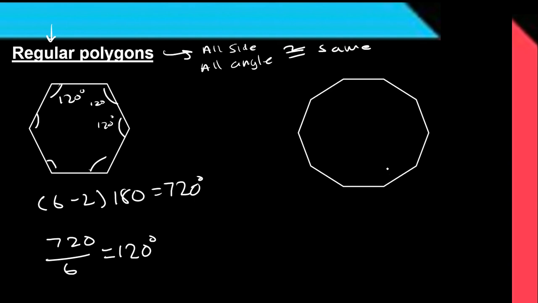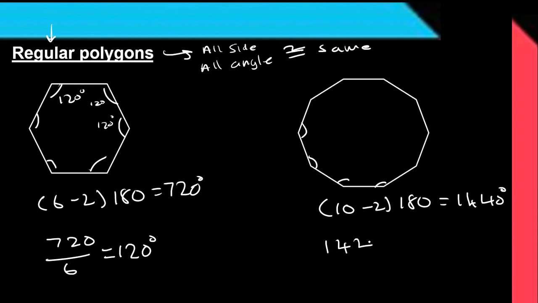So let's take this 10-sided decagon. I know that 10 minus 2 times 180 degrees is going to equal the sum of the interior angles. So that is going to be 1440. But if I want to know what each interior angle is, I would just do 1440 and divide it by the number of angles. So each interior angle is 144 degrees. So regular polygons are quite easy. You work out the interior and then you divide it by how many you have.